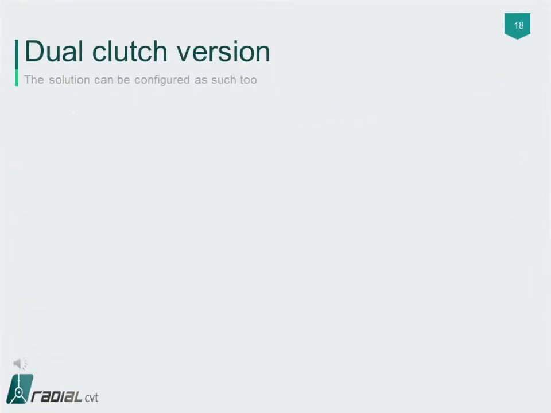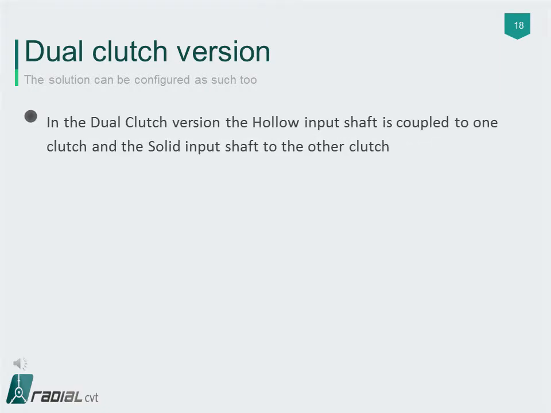In a high-end multi-mode Gen II radial CVT, a dual clutch version can be configured as follows. The hollow input shaft is coupled to one clutch and the solid input shaft to the other clutch of the dual clutch, and therefore the solid and hollow input shafts are not coupled together as in the case with the previous configuration. The dual clutch can be identical to the dry dual clutches found in commercial dual clutch transmissions.